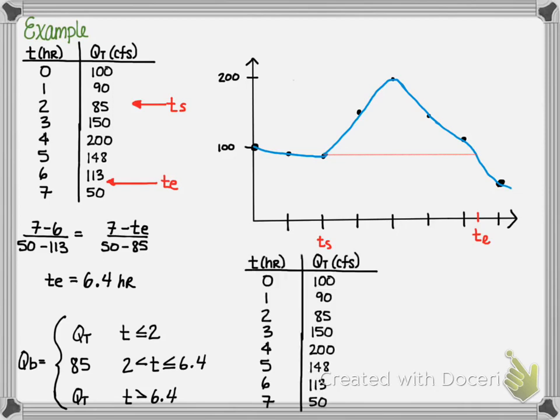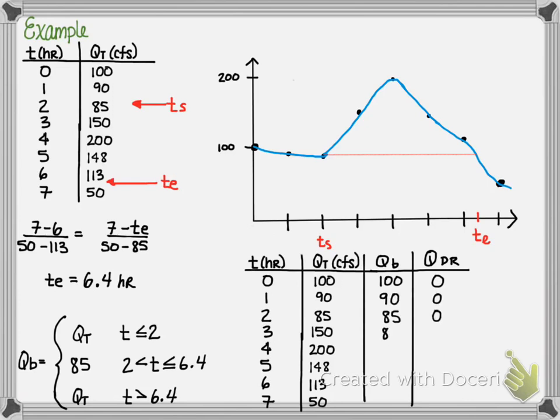So let's take the total runoff hydrograph and add to it a column for base flow and direct flow. At time 0, our flow rate is 100, our base flow is 100. Therefore, our direct runoff is 0, 100 minus 100. At time 1 hour, our base flow is 90, and our direct flow is 0, because 90 minus 90 is 0, and so on. At hour 3, our total is 150. However, our base flow is 85 and our direct runoff is 65. If we continue repeating this, we will be able to calculate both the base flow for every time step and the direct runoff.